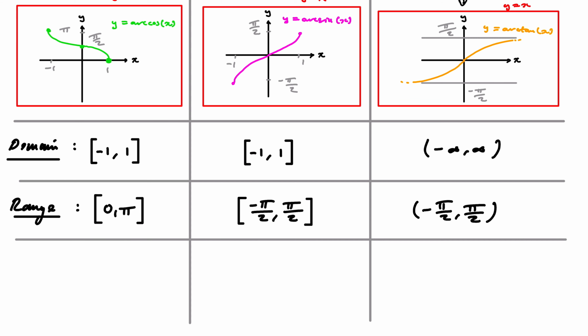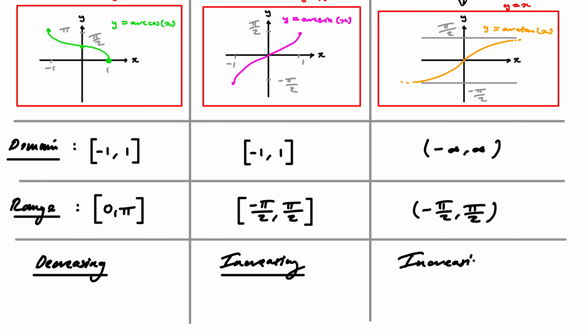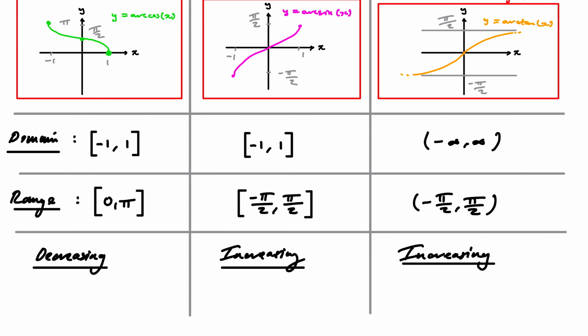So the arc cosine function is visibly decreasing. The arcsine is increasing. So when I write increasing here, I really mean overall on the entire domain from -1 to 1. And arctangent, same deal. Increasing. Nice. What about symmetry? So symmetry, very interesting.